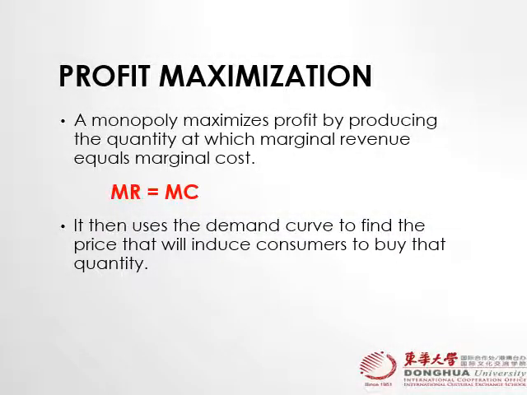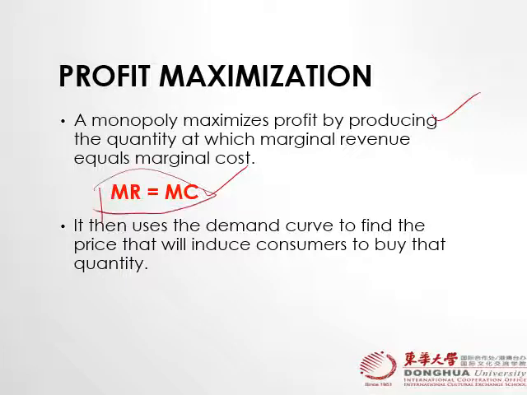And now the profit maximizing condition for monopoly. It is the same: MC is equal to MR. What I told you in our previous lecture, that the profit maximizing condition for every firm is MC is equal to MR, or MR is equal to MC. So a monopoly also maximizes profit by producing the quantity at which marginal revenue is marginal cost.